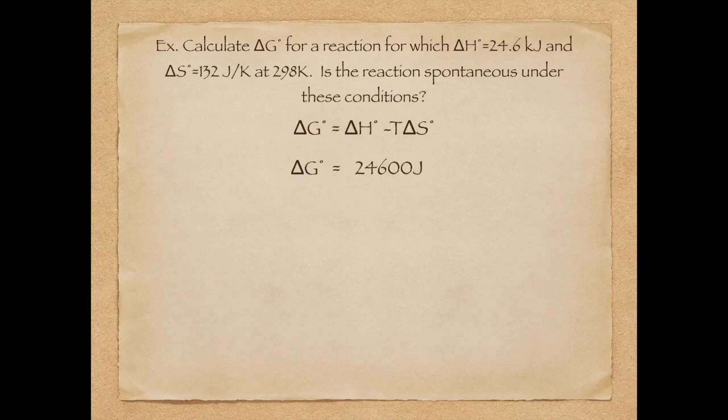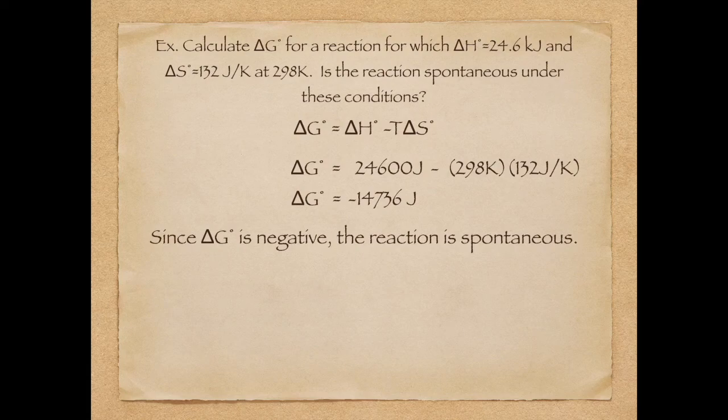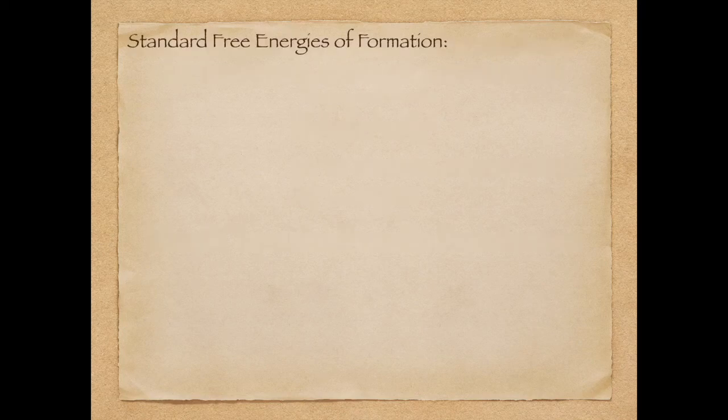So I end up with 24,600 joules minus my temperature, which is 298, times my entropy change, which is 132 joules per Kelvin. And so when I do that, the answer I get for my standard Gibbs free energy change is negative 14,736 joules. Well, since my Gibbs free energy is negative, that means that my reaction is spontaneous. Okay, so that's all there is to it. That equation allows you to relate enthalpy and entropy in order to determine if a reaction is spontaneous or not.